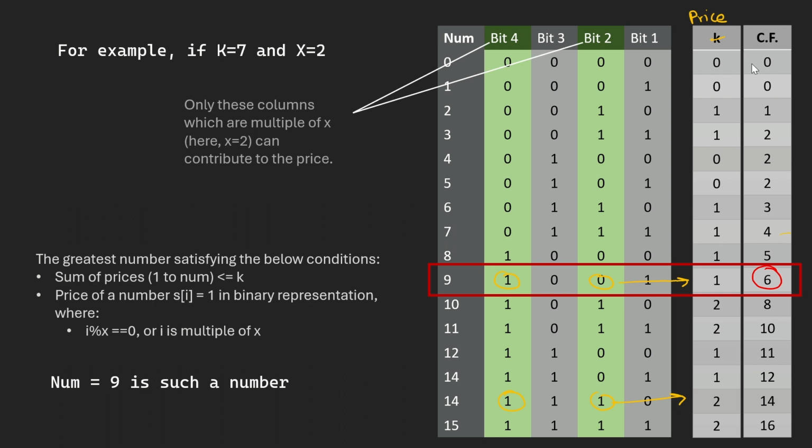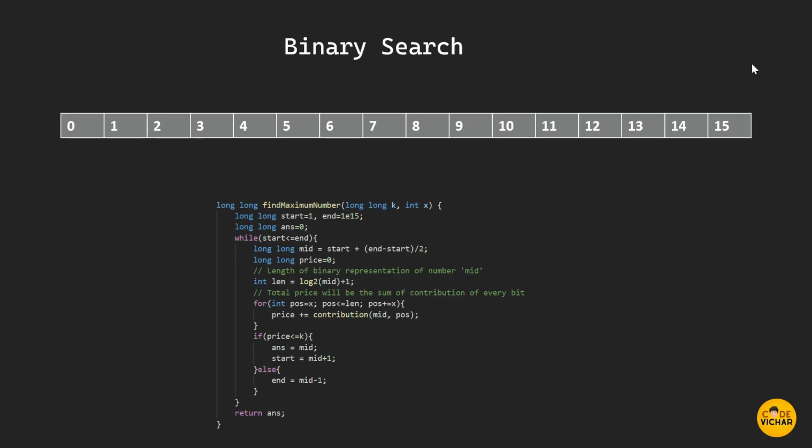To solve this in an optimal way, we will use binary search. In binary search, we will have two pointers, a start pointer and an end pointer, pointing to the endpoints of the range we are considering. Then we check whether the particular number mid is satisfying the condition or not. If it is satisfying, then we move the start pointer to the next position after mid. If it is not satisfying, then it is obvious that the answer will lie in the first half, not in the second half, so we reduce end to mid minus 1.